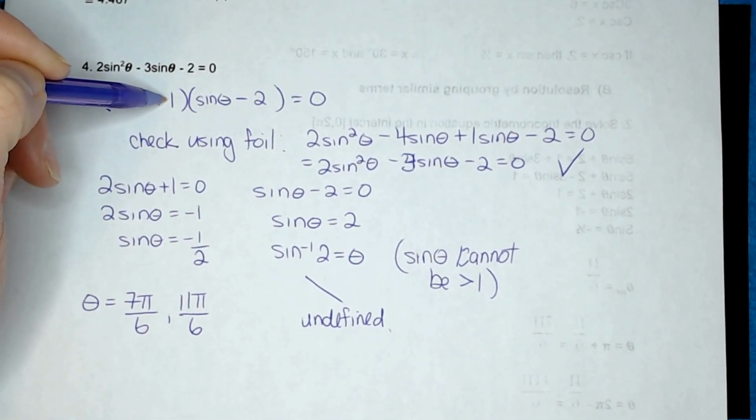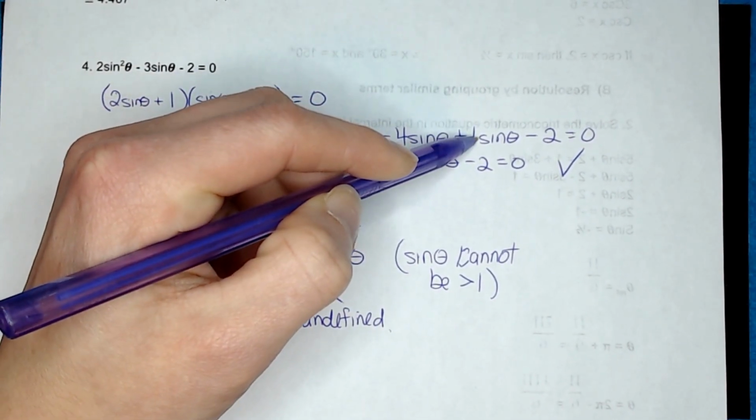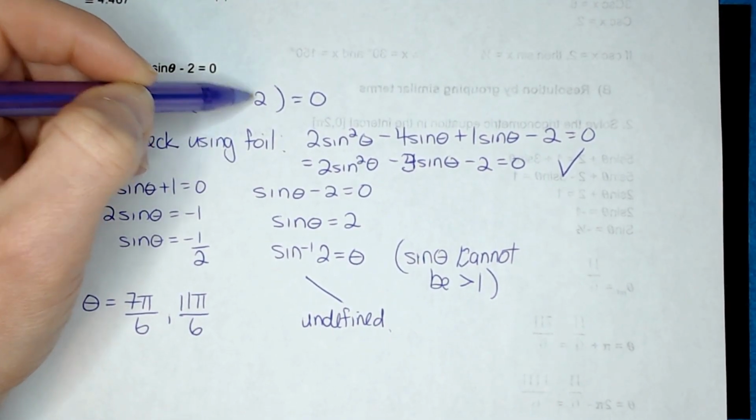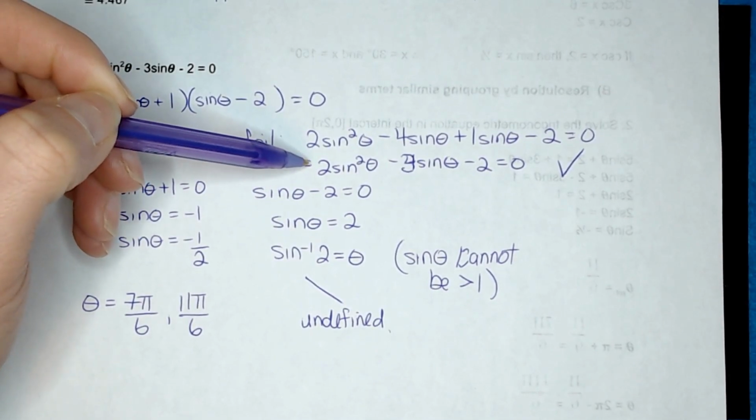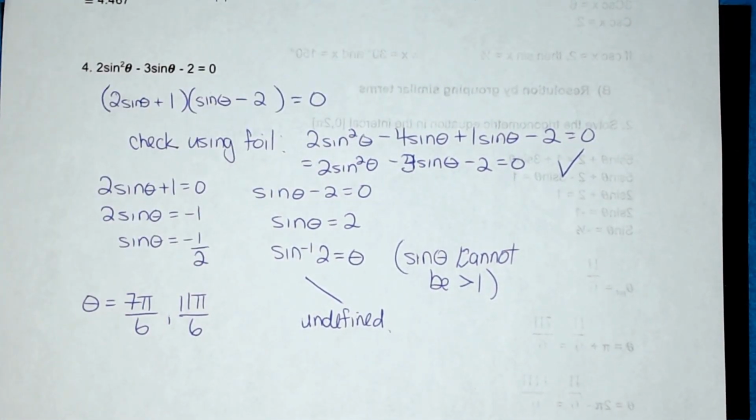And then plus 1 times sine theta, which gives you plus 1 sine theta. And then, of course, plus 1 minus 2 gives you -2. When we combine them together, we get back to our original equation. So that's a good indication that we have the correct factors here.